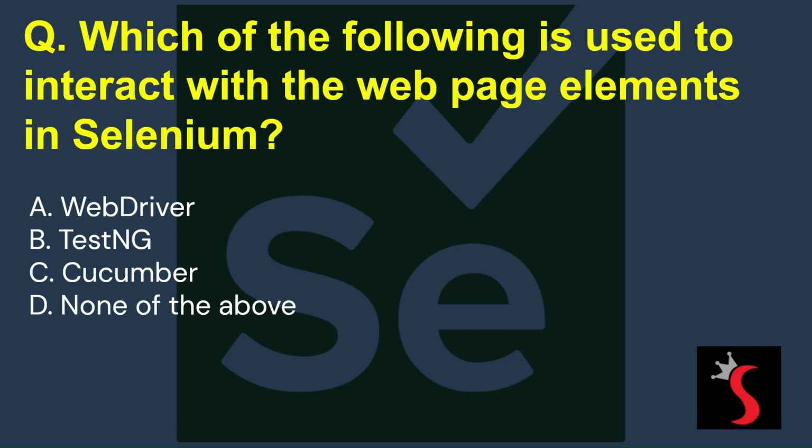Which of the following is used to interact with the web page elements in Selenium? A. WebDriver. B. TestNG. C. Cucumber. D. None of the above. And correct answer is option A, WebDriver. Selenium WebDriver is a tool that automates web application testing across different browsers. It allows testers to simulate user interactions with web elements.